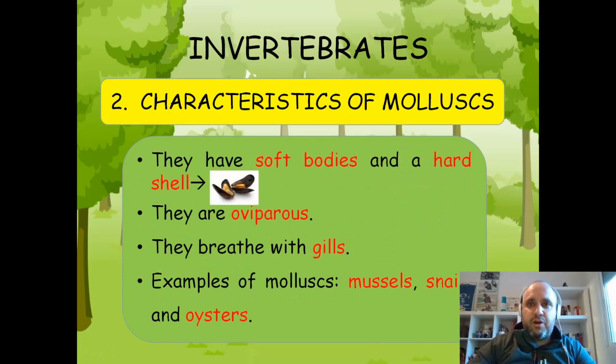Group number 2 of invertebrate animals is the group of mollusks. They have soft bodies and a hard shell, like these mussels here. They have their soft body inside and they are protected by a hard shell. They are oviparous. They breathe with gills, and some examples of mollusks are mussels, snails, and oysters.